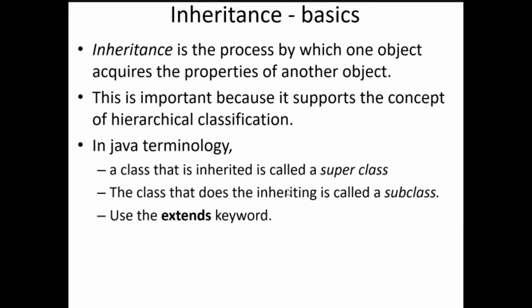In C++, there are visibility modes: private, public, protected. That visibility mode is not available in Java. Access specifiers are there: public, private, protected. But while inheriting, we use the visibility mode in C++, and that is not there in Java.